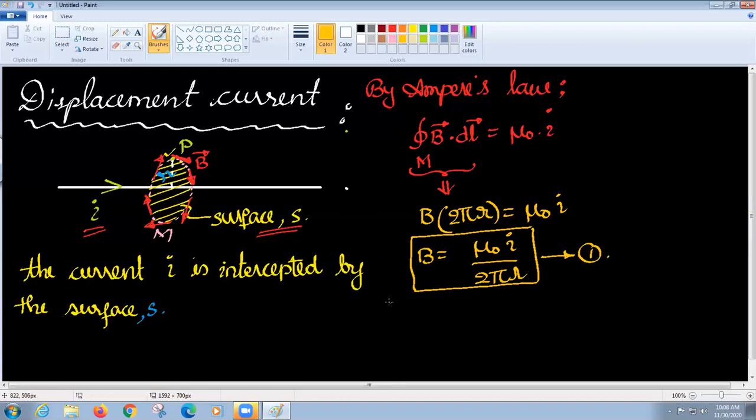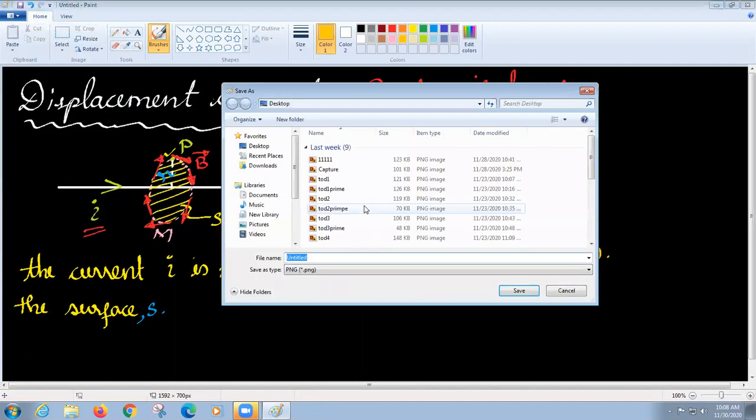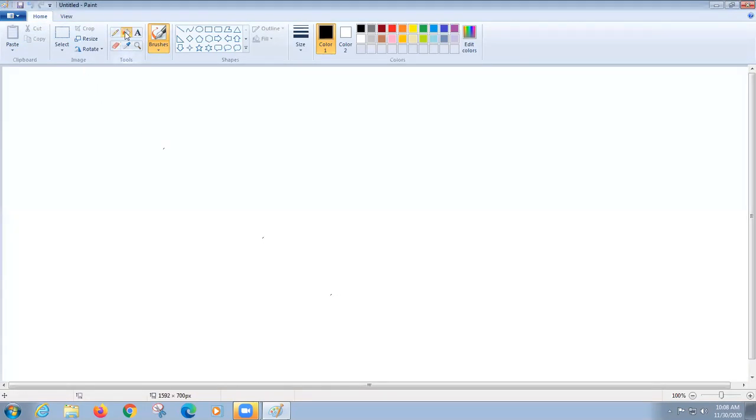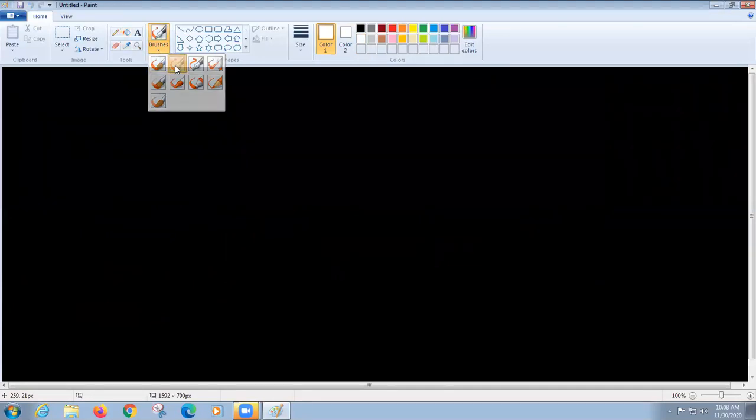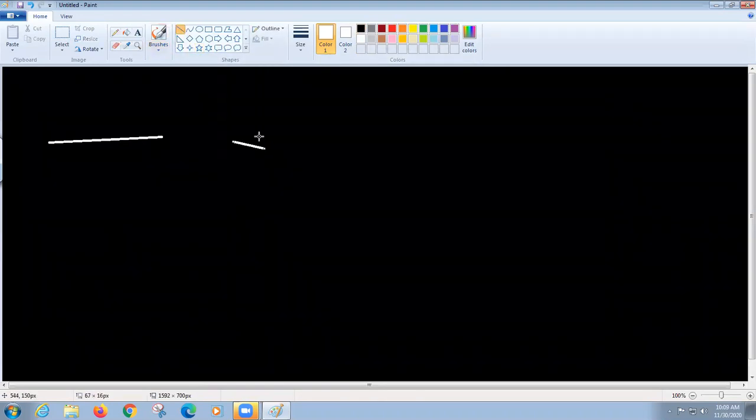Now what I do, let me take a small modification for this. Let me save it. Let me make a simple modification to our earlier figure. We have a surface which is well defined. Now what we will do, we will take an inflated surface.